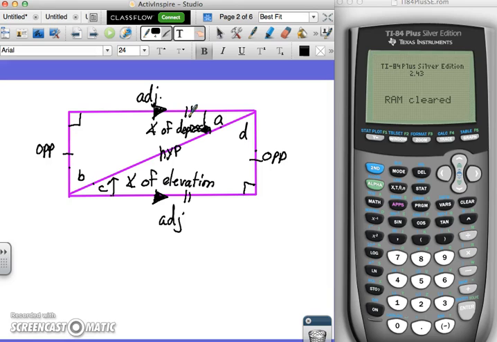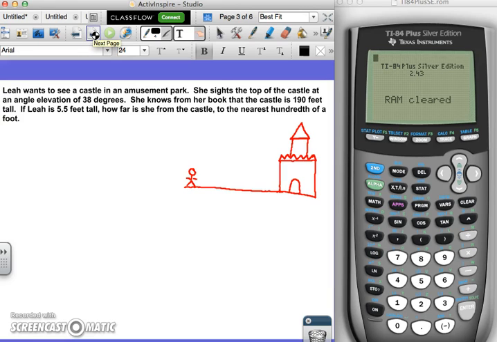So let's look at some word problems. Let's examine a couple of these and let's see what we can do. So here's the first one. Leah wants to see a castle in an amusement park. She sights the top of the castle at an angle of elevation of 38 degrees.